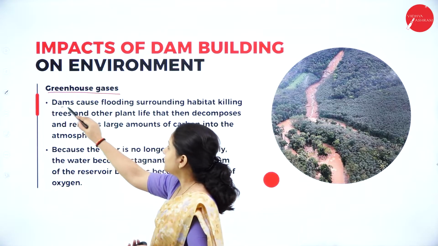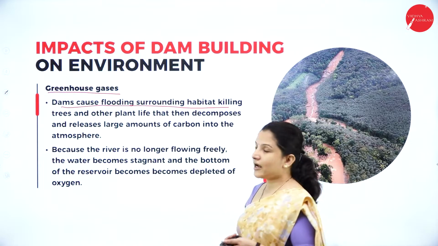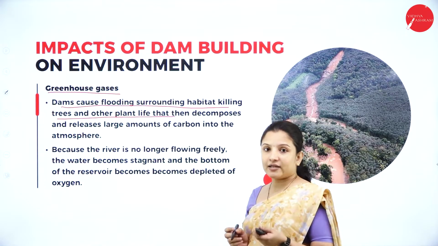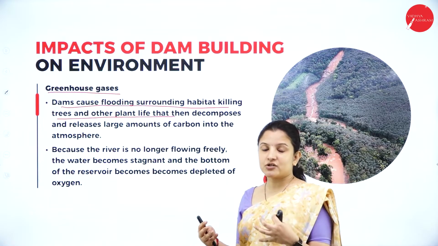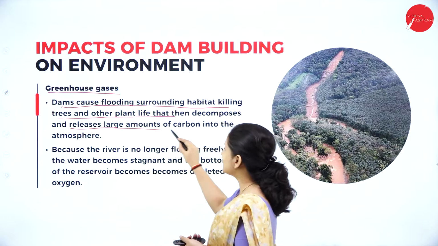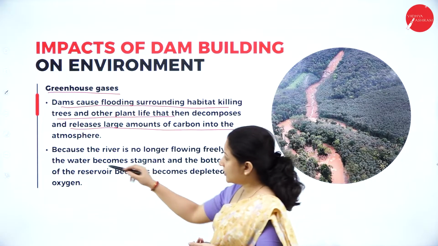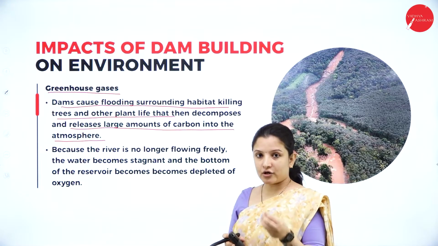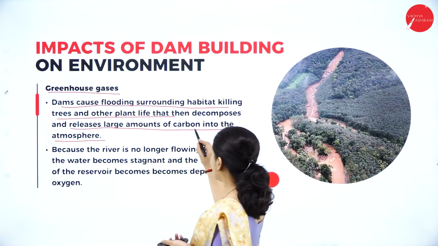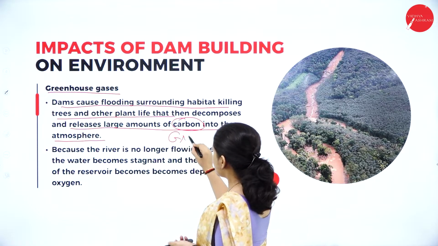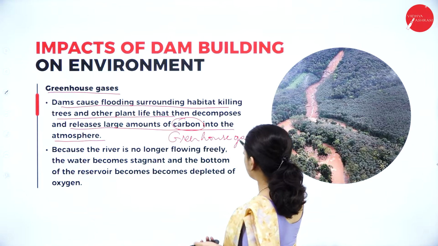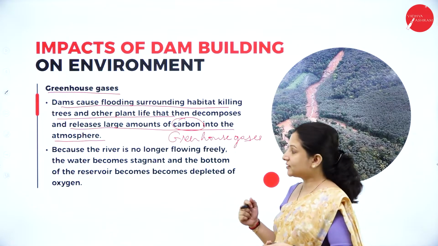So dams cause flooding of the surrounding habitat, which will lead to the killing of trees and other plant species. And therefore, when these plant species and trees decompose, when they rot, they release a large amount of carbon into the atmosphere. And when they release carbon into the atmosphere, carbon is one of the major greenhouse gases, right? So this is how indirectly dams can increase the concentration of greenhouse gases in the atmosphere.